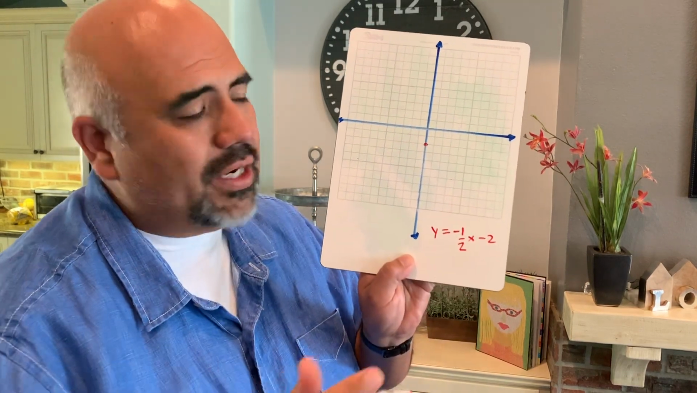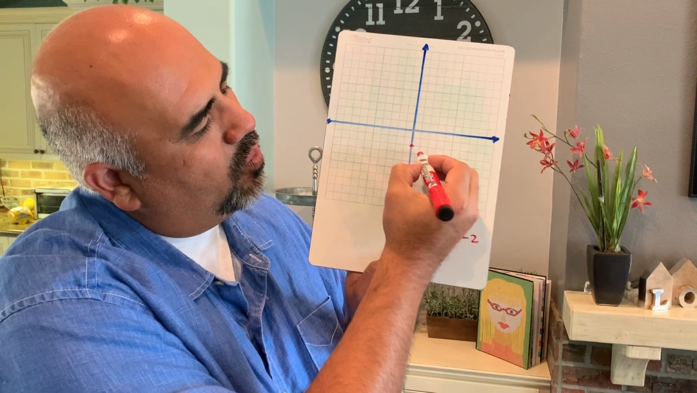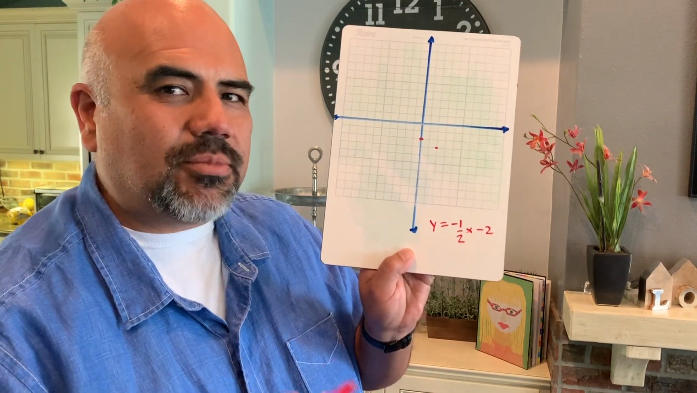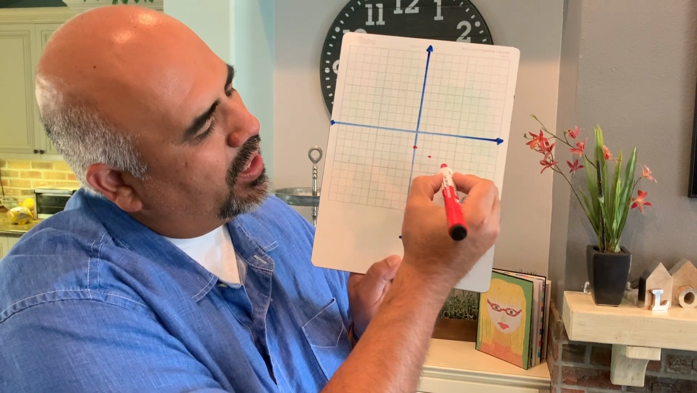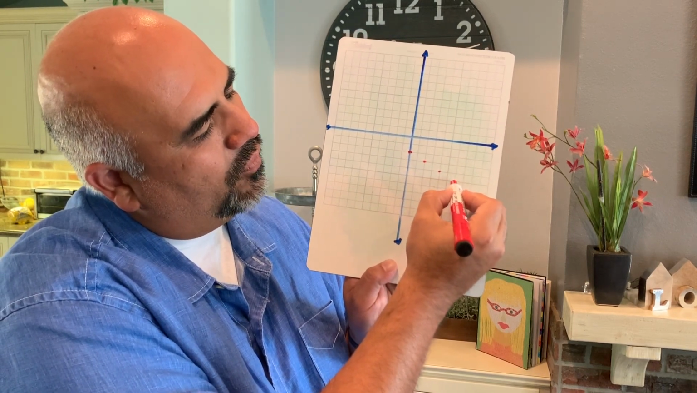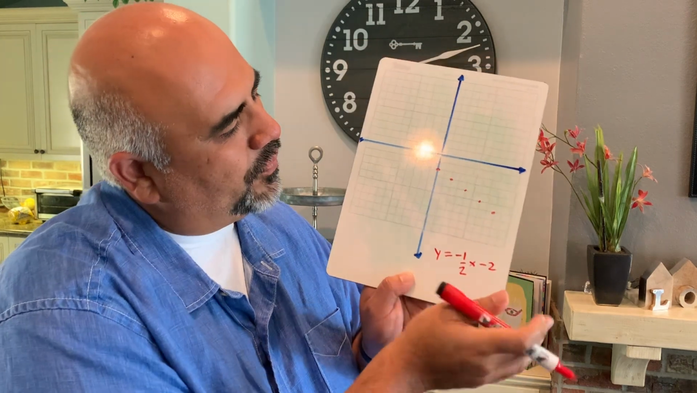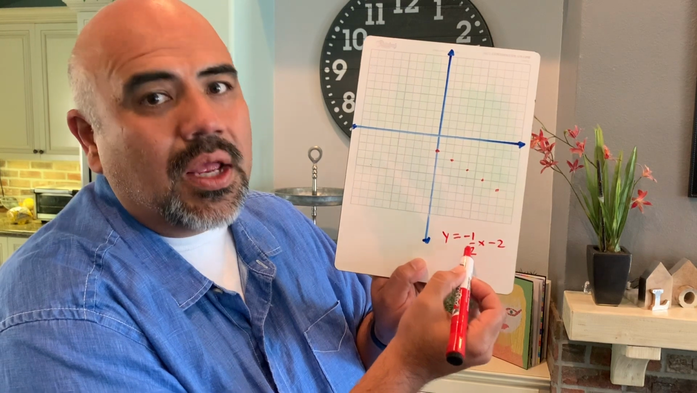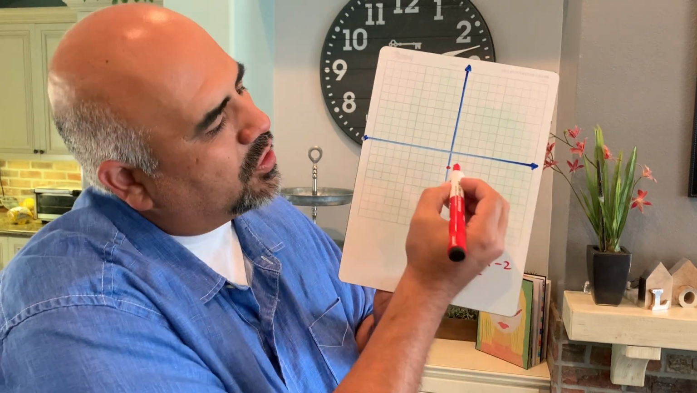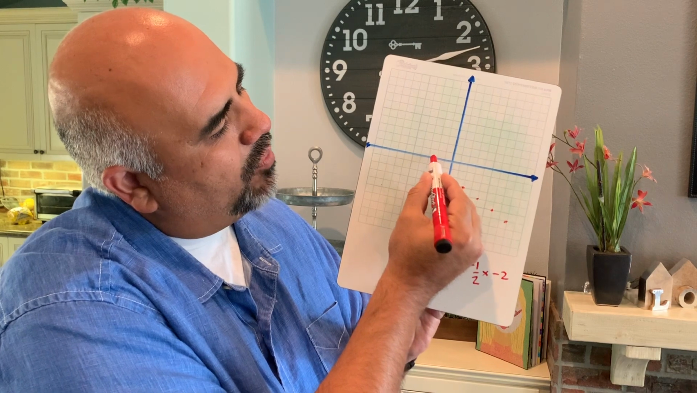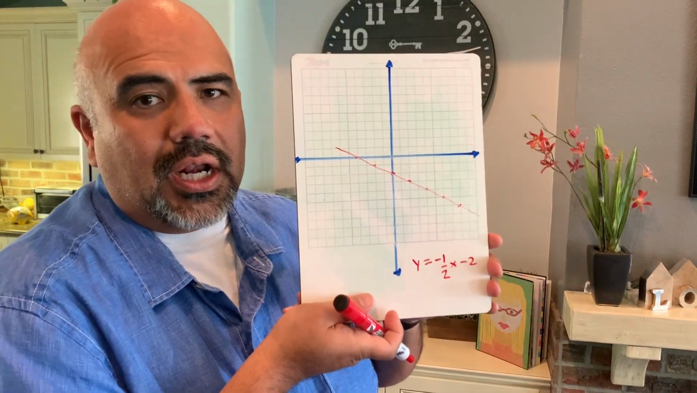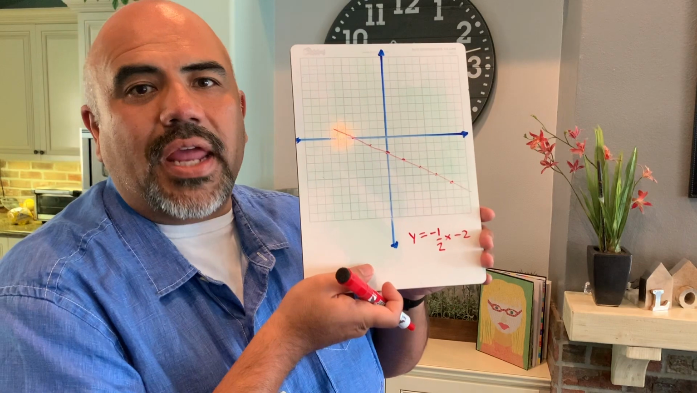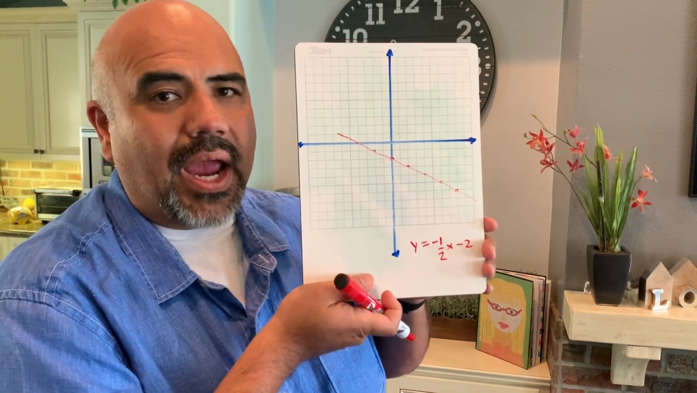So start from your y-intercept. Down 1, 1, 2. I like to do it a couple times to make sure my line's straight. Down 1 over 2, down 1 over 2, down 1 over 2. And it can go the opposite. So negative 1 over positive 2 is the same thing as saying 1 over negative 2. So you go up 1, negative 2, up 1, negative 2. Draw your line. And that's what the line should look like for y is equal to negative 1 over 2x minus 2.